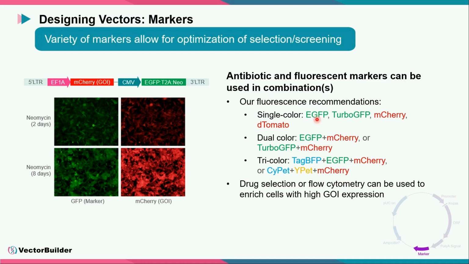Now, for either fluorescent markers or drug selection markers, you can not only use them to select for your cells that have taken up that vector, but you can also use them to enrich for cells with high GOI expression, as we can see right here. So you can use these in a number of different ways, and we're always happy to help with designing those various different elements.